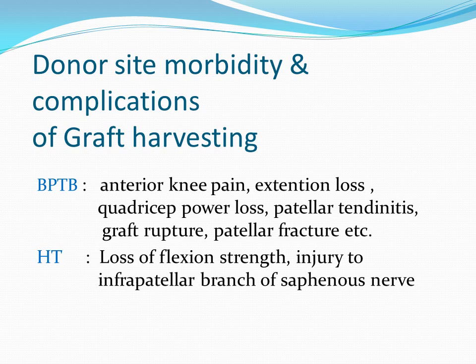Donor site morbidity and complications of graft harvesting. The BPTB group had knee pain, extension loss, quadriceps power loss, patellar tendinitis, graft rupture, and patellar fractures. And the hamstring group had loss of flexion strength and injury to the infrapatellar branch of the saphenous nerve.